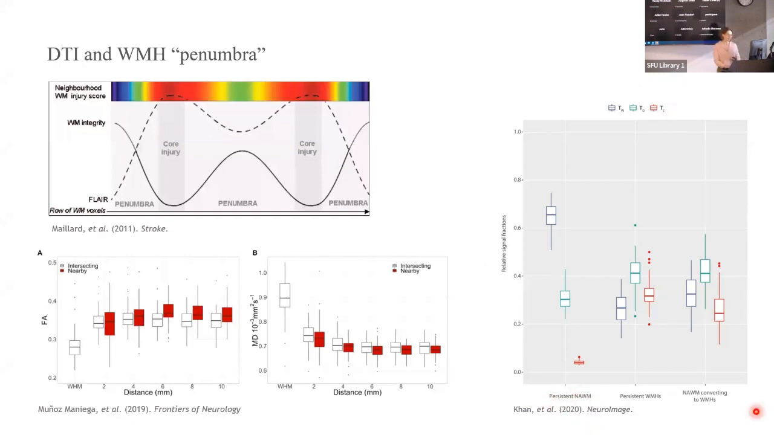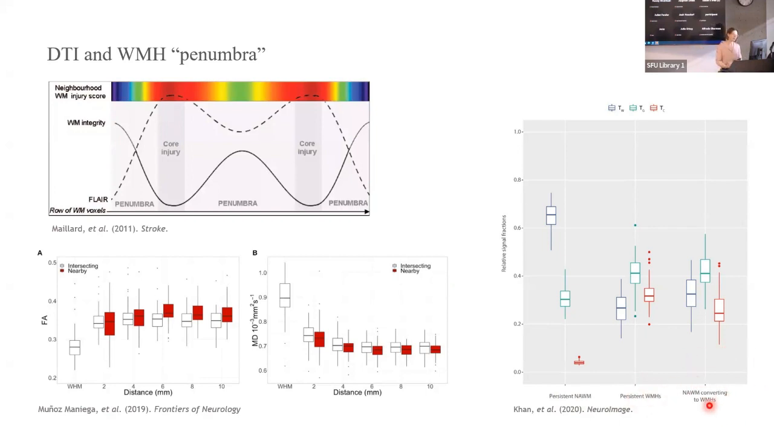And then along the x-axis here, what you see is normal appearing white matter that remained normal appearing white matter at a 1-year follow-up. Then you have white matter hyperintensities at baseline that stayed white matter hyperintensities at a follow-up.